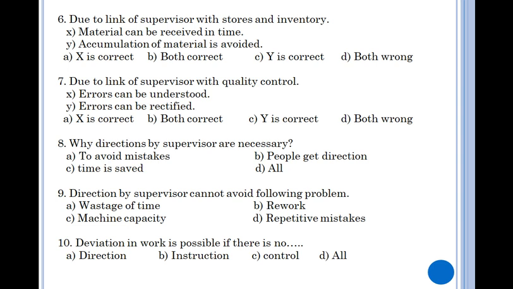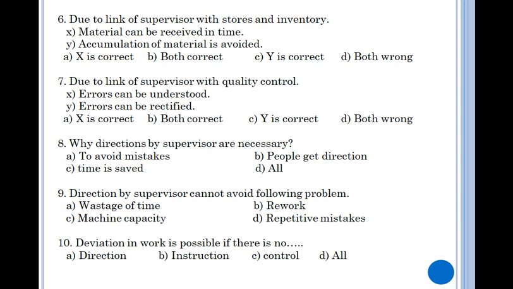So option B is correct, that is both are correct. Next, due to link of supervisor with quality control, we have two options, X and Y: errors can be understood and errors can be rectified. Again we have four options: A, X is correct, B, both correct, C, Y is correct, D, both wrong. Due to the link with the quality control department, the errors can be understood first, and then they can be rectified at the time of process itself, so that we cannot get a product with some error. So the correct answer will be B again, that is both are correct.